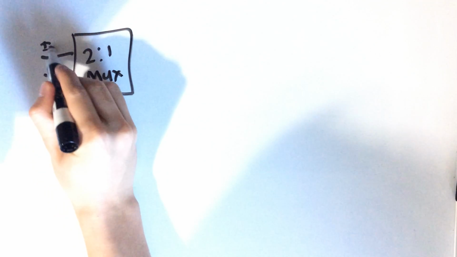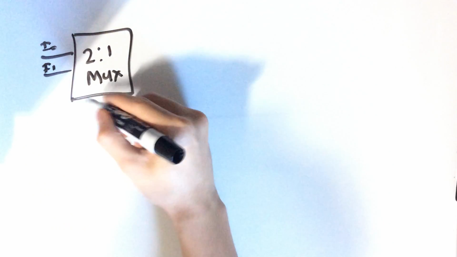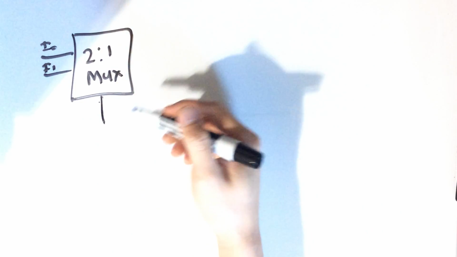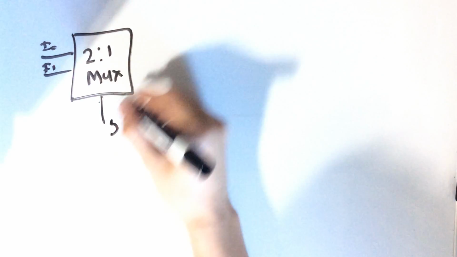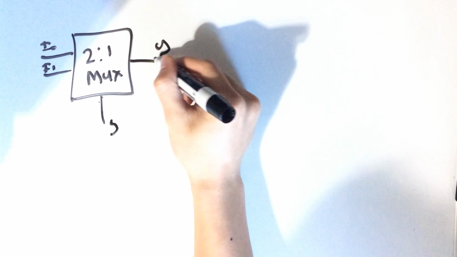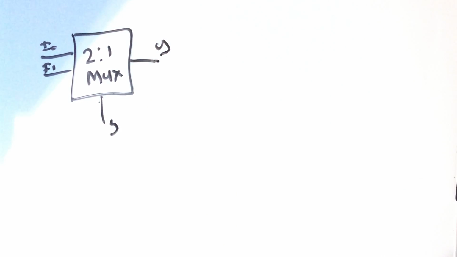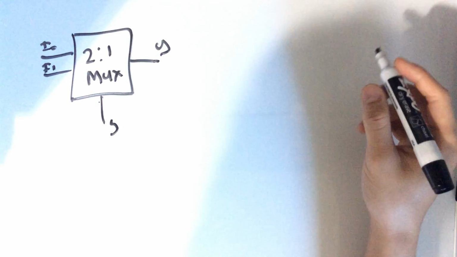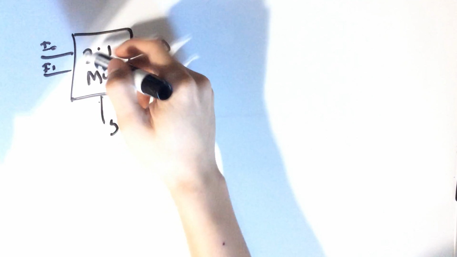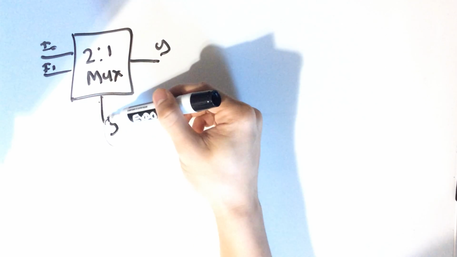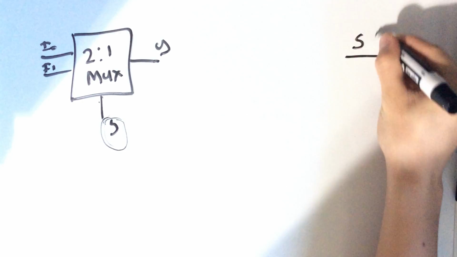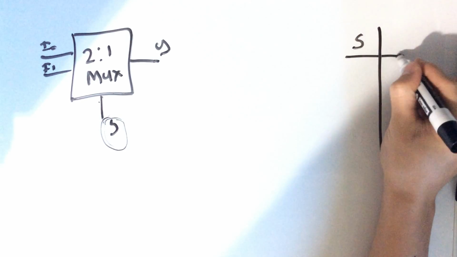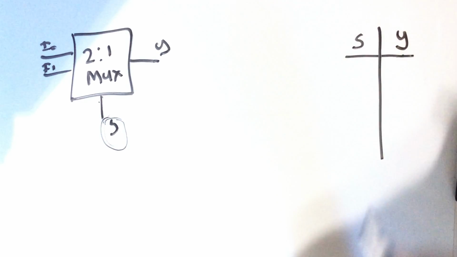All right. So I'm going to label this I0 and this I1. As I've said before, because we have 2 inputs, we're going to have 1 selector. So I'm just going to label this S, and I'm going to label our output Y. Now if I draw the truth table, really the only thing that's going to determine the output is this selector right here.